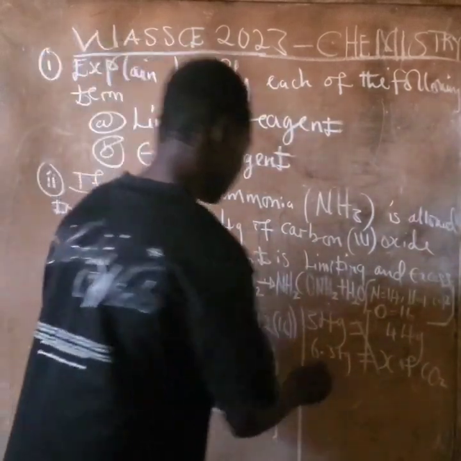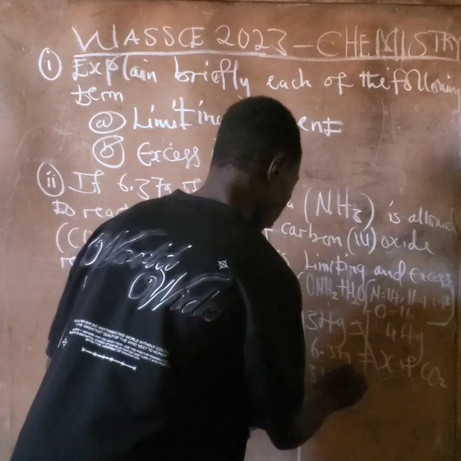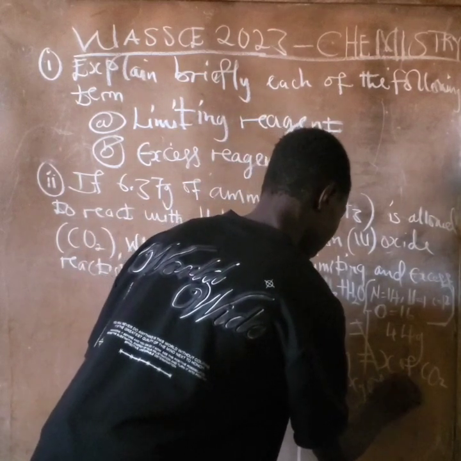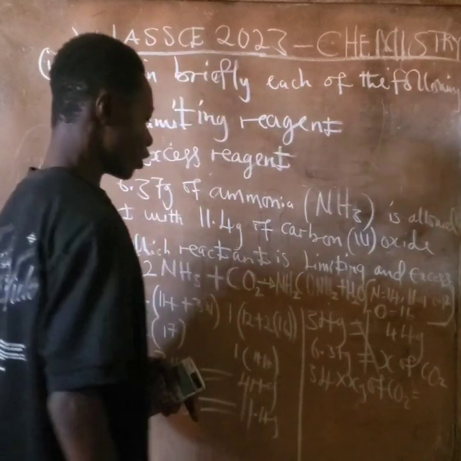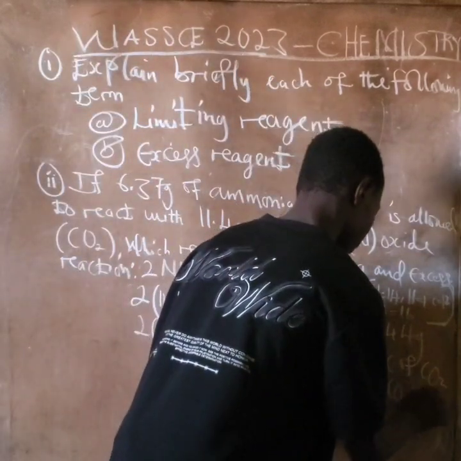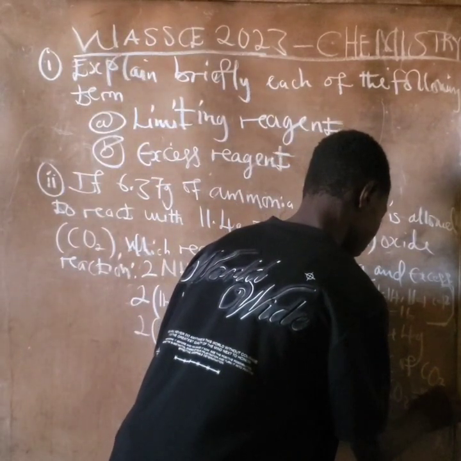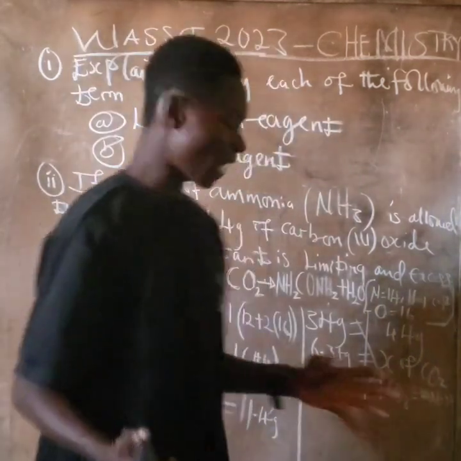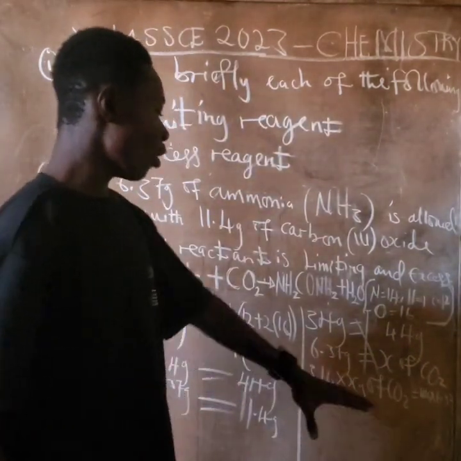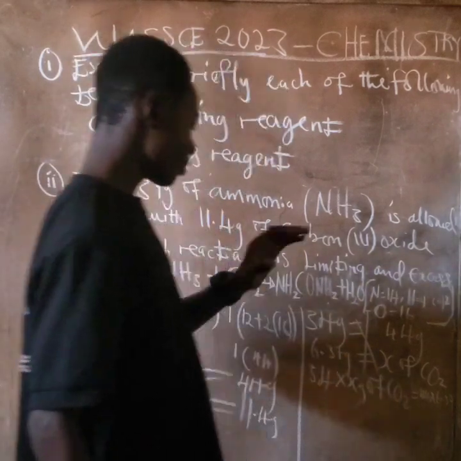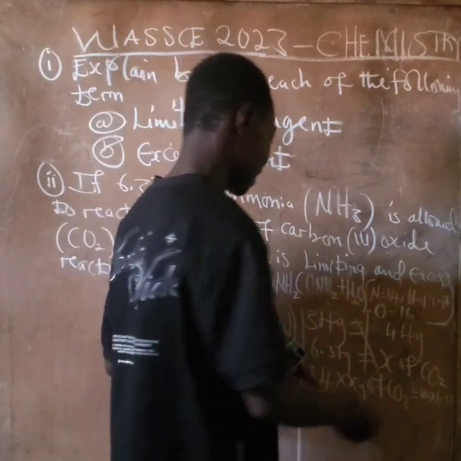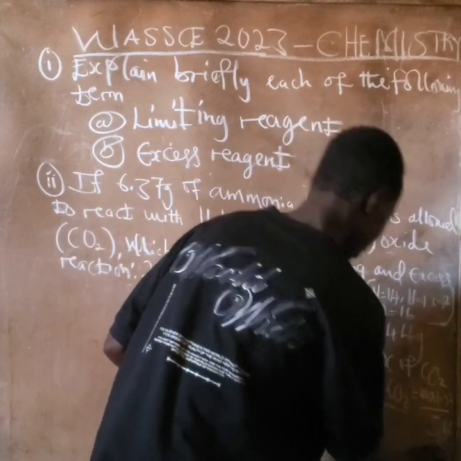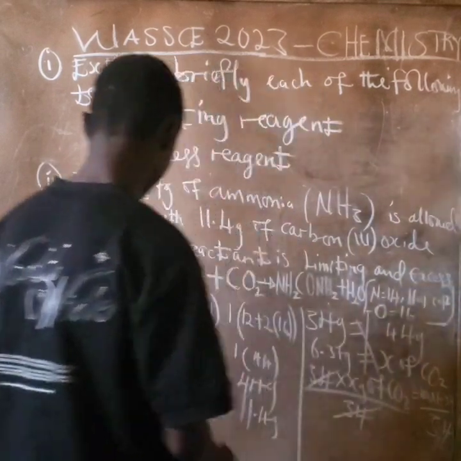Now 34 gram multiplied by x gram of carbon 4 oxide is equal to 44 multiplied by 6.37 gram. Now I want to make x gram of ammonia, sorry, x gram of carbon 4 oxide the subject. I will have to divide both sides by 34 gram. 34 gram here, 34 gram here. So therefore 34 cancels 34.